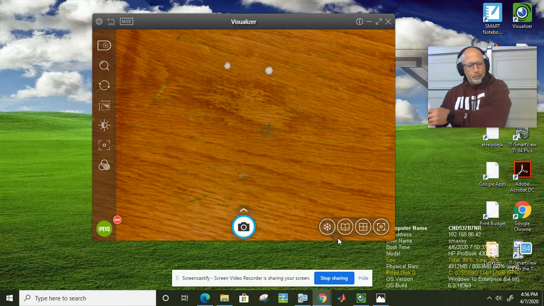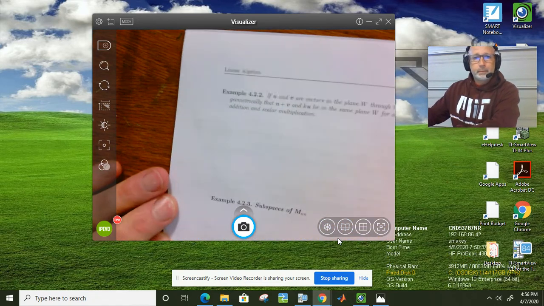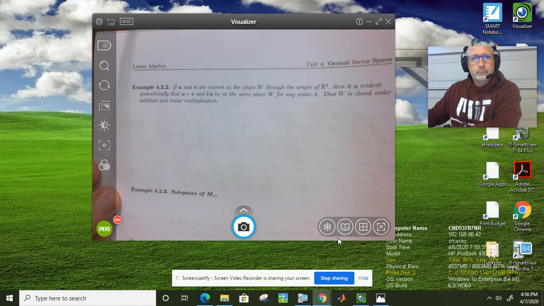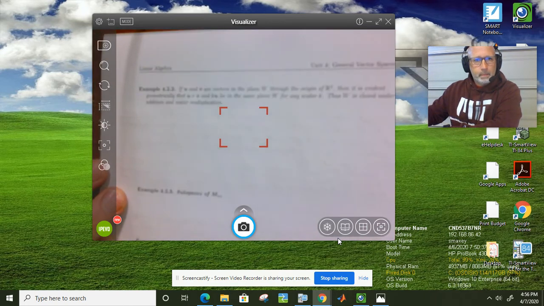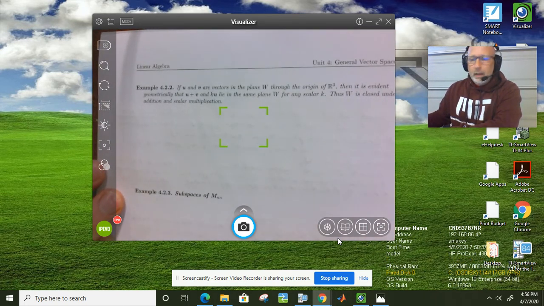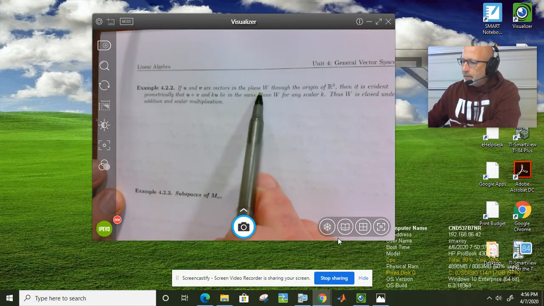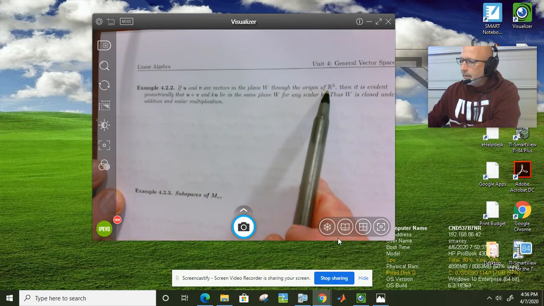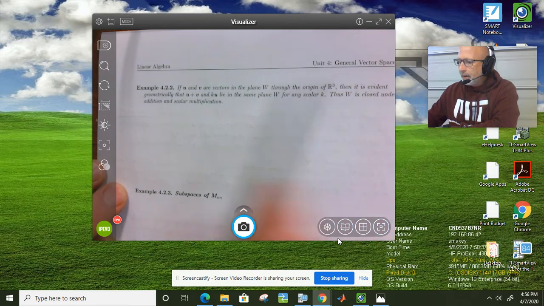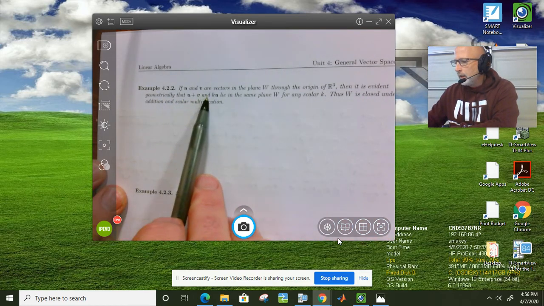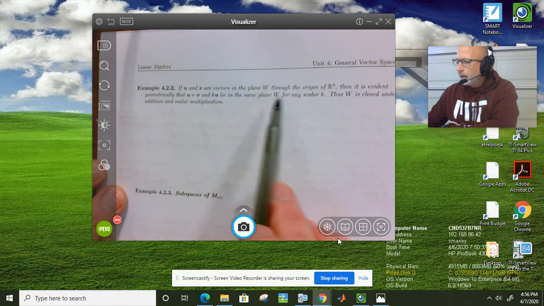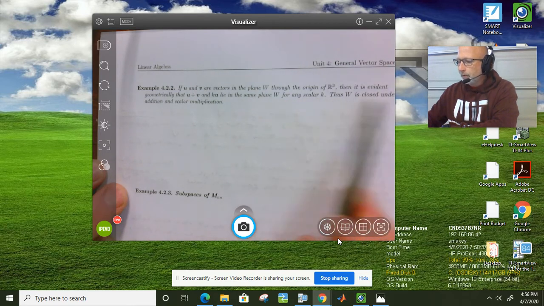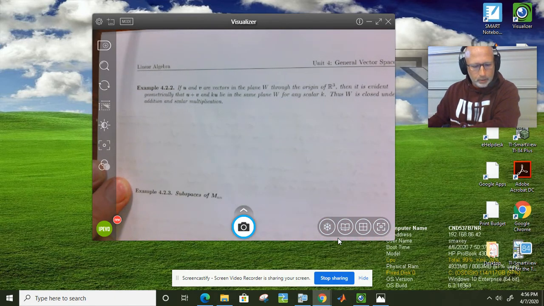So example 4.2.2. If U and V are vectors in the plane W through the origin of R3, then it is evident geometrically that U plus V and KU lie on the same plane W for any scalar K. Thus, W is closed under addition and scalar multiplication. It's kind of the same argument that we had from before. What we're going to do is talk about what some subspaces are.